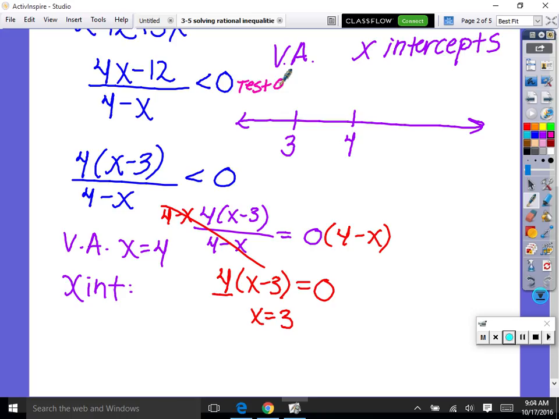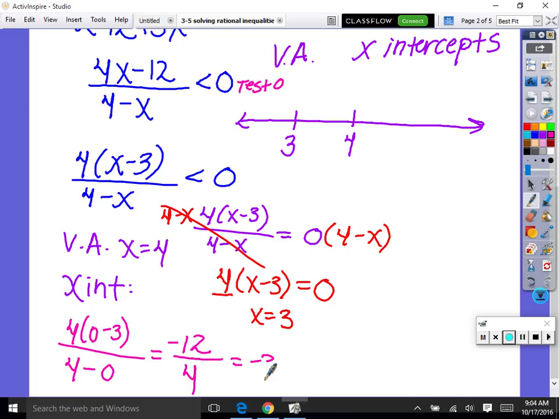You can plug it in anywhere. I'm going to just plug it in right here. Why not? So I'm going to do it right here. 4 times (0 minus 3), correct, over 4 minus 0. What does that simplify to be? Negative 12 on top, correct, everybody? Divided by 4, which is negative 3.